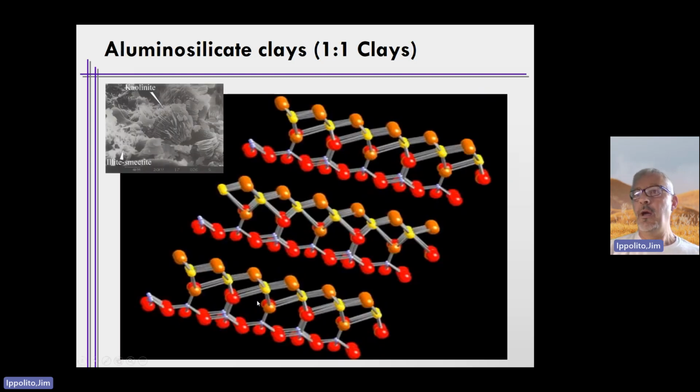So here's a picture, or a cartoon, of a 1-to-1 type clay, right? This is likely kaolinite. That's the name of the clay. You can see the tetrahedral sheet, and the octahedral sheet looks a little more complex, but the tetrahedral you can pick out. So it's 1 tetrahedral sheet and 1 octahedral sheet. And then it repeats itself, a tetrahedral sheet, an octahedral sheet, a tetrahedral sheet, an octahedral sheet. These stack up on top of one another to form the stacks that you see in this scanning electron microscope image. These are 1-to-1 type clays because it's 1 tetrahedral sheet to 1 octahedral sheet.